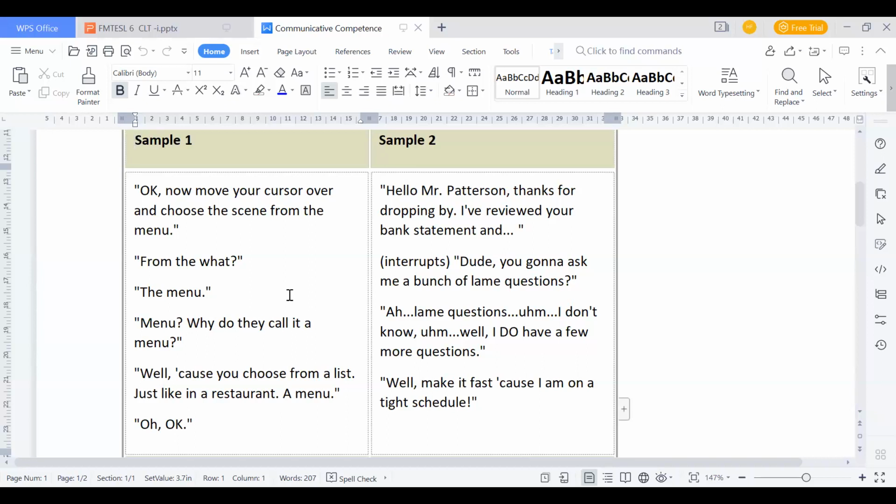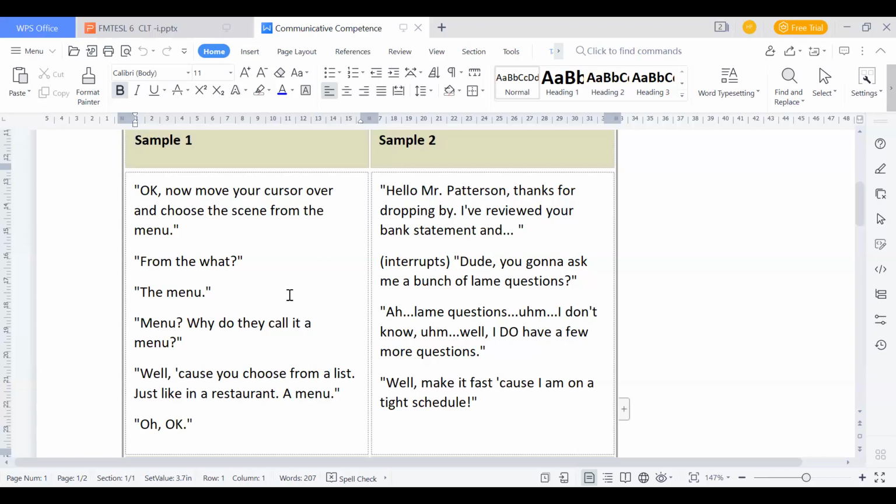Sample 2. Hello, Mr. Patterson. Thanks for dropping by. I have reviewed your bank statement and... Dude, you're gonna ask me a bunch of lame questions? Lame questions? I didn't know. I do have a few more questions. Well, make it fast because I'm on a tight schedule. Which competence is this an example of?